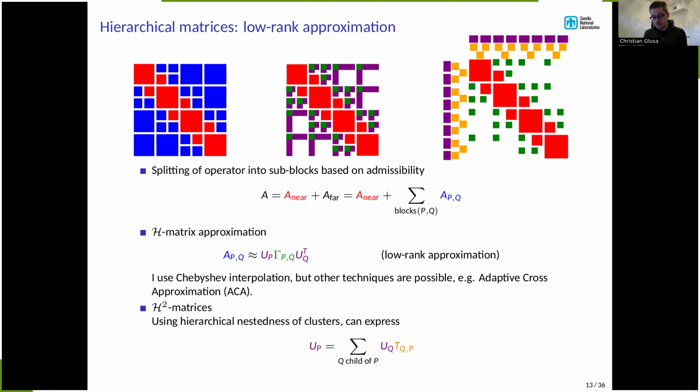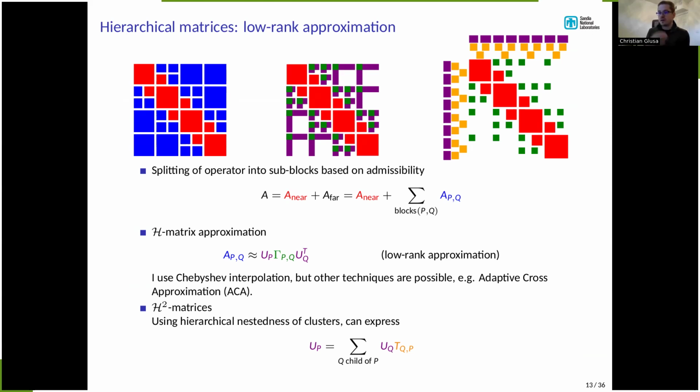What I use for this is a Chebyshev interpolation technique, but there are plenty of other techniques out there. One technique that is really quite famous is adaptive cross approximation, which essentially relies on sampling entries out of this block and in this way constructing this lower rank approximation.